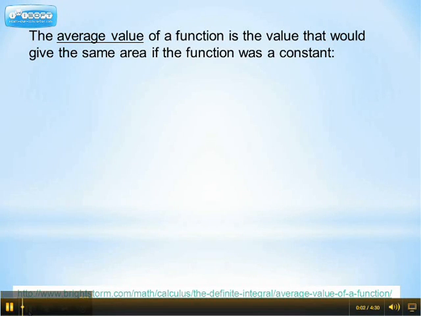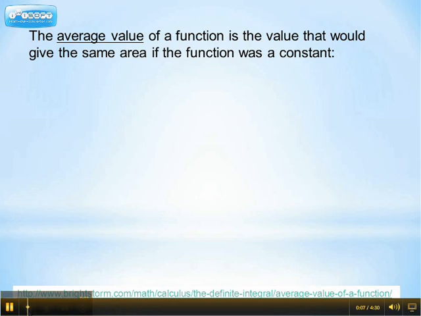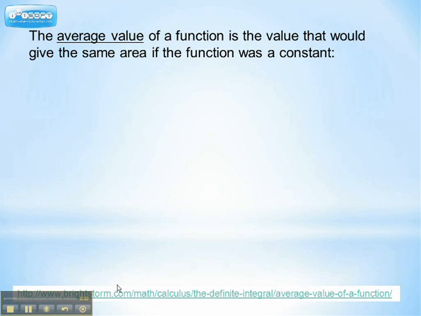Average value of a function is the value that would give the same area as if the function was a constant. And I have down here a link to the site where the man was discussing issues with us last time. And I think his discussion here is a very good one. So if you want to look at that, that's great. If not, I'm going to try and use the same terminology as he did in this.